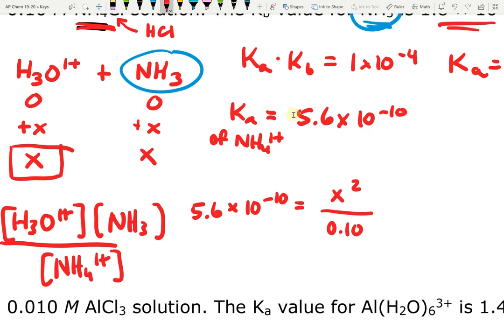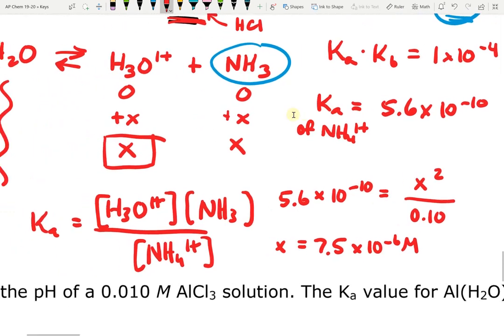And again, I won't belabor the point of solving for X here and doing all the math with you. Hopefully you can do that. If you want to pause and do it yourself, figure out what your X value is, and hopefully you get the same X as me. Highly recommended that you do that. Hopefully if you do, you'll find your X to be 7.5 times 10 to the negative 6.